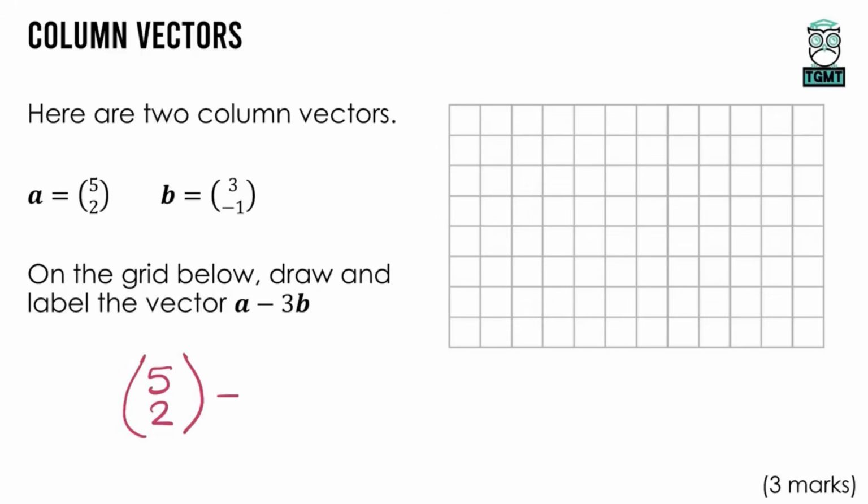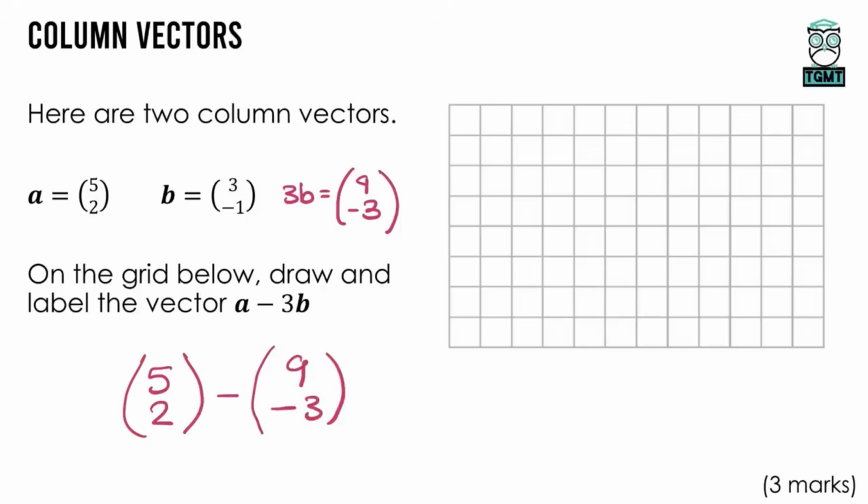So to work out 3b, all we have to do is multiply those numbers in the bracket by 3. So 3 on the top becomes 9, negative 1 on the bottom becomes negative 3. So I'll now put this down into my calculation. We have 9 and negative 3. Now with column vectors, this one is a takeaway.